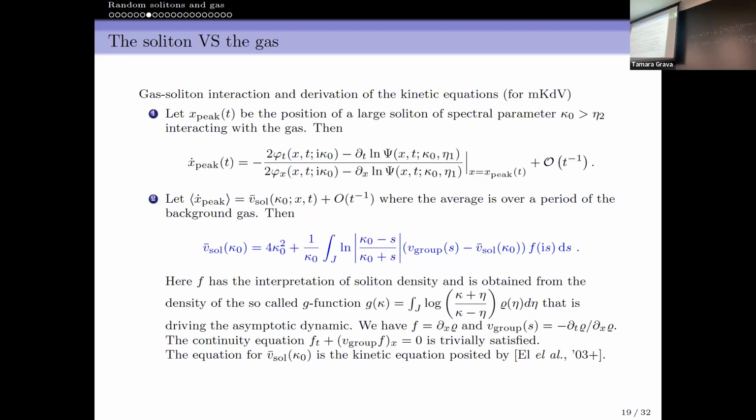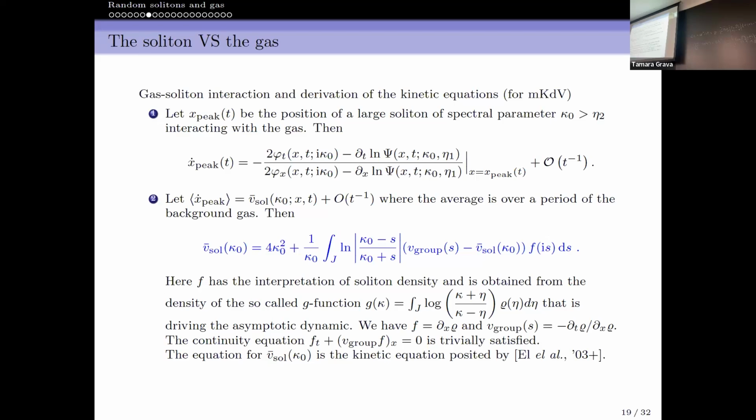Here F, so what are these objects? This F we have to interpret as a soliton density, even though we don't have a physical intuition for why it is the density, from the way we get it. When you do this asymptotic analysis, you need to introduce a G function, which is defined in this form, where rho is to be determined. And so this F is basically the derivative with respect to x of rho. The group velocity here is the ratio of rho_t over rho_x. And for this particular kind of solution, the continuity equation is trivially satisfied.